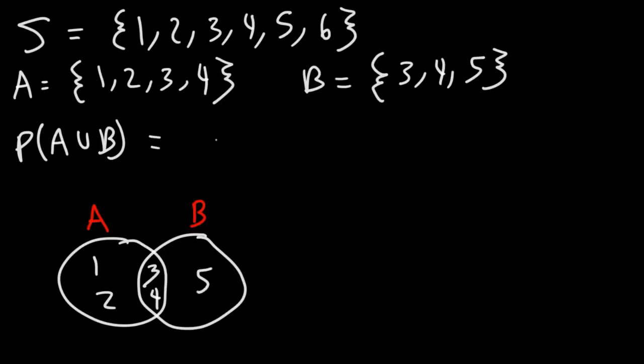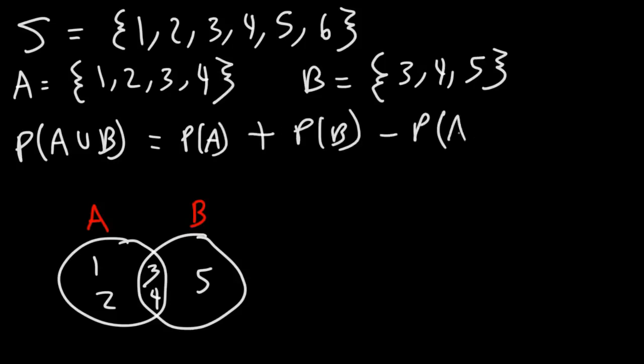The probability, well, let's write the formula for this first. So P of A or B is going to be P of A plus P of B minus the probability of getting both. Now, what is the probability of getting event A? There's 4 outcomes that relate to event A out of a total of 6 potential outcomes. So it's going to be 4 over 6. Now, what about the probability of getting event B? Notice that there's 3 outcomes that relate to it. So it's going to be 3 out of 6.